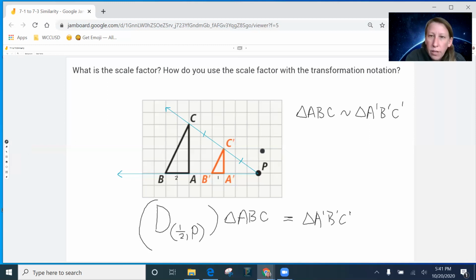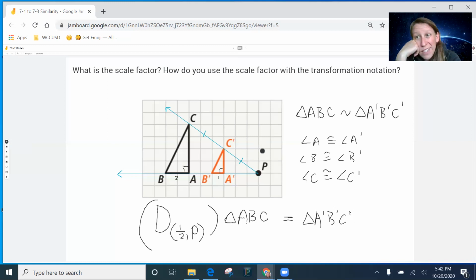And all the angles are the same. These are both right angles. These are both right triangles. So one thing that's true about similar figures is that their angles are congruent. So angle A is congruent to angle A prime, angle B is congruent to angle B prime, and angle C is congruent to angle C prime, but the sides are not the same, okay?